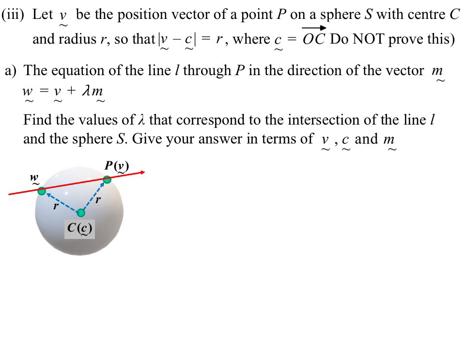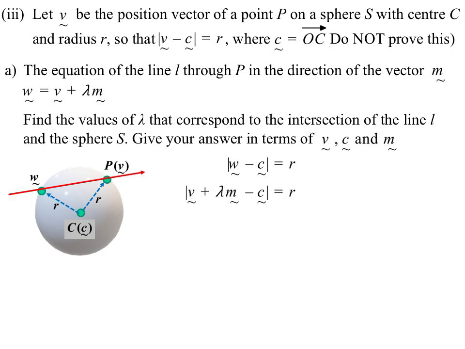I know that they're going to be the same distance from the centre, so both of those are r. Okay, that means that not only what they told us, the magnitude of v minus c is equal to r, but the magnitude of w minus c must be equal to r as well.